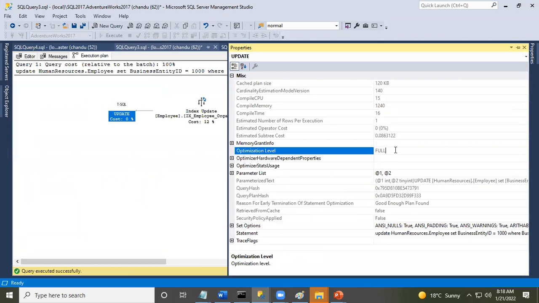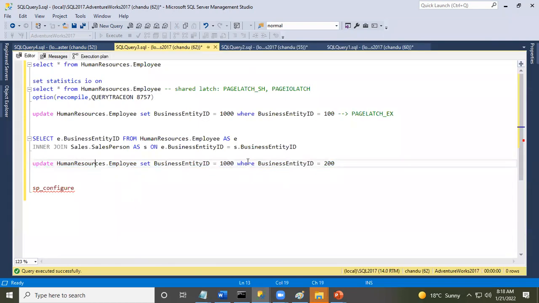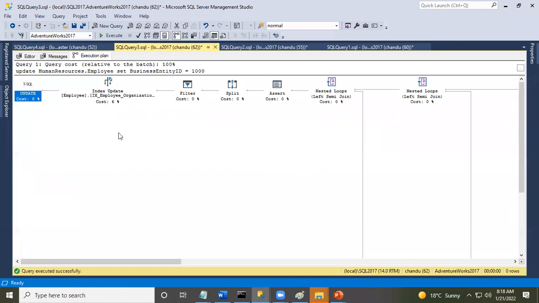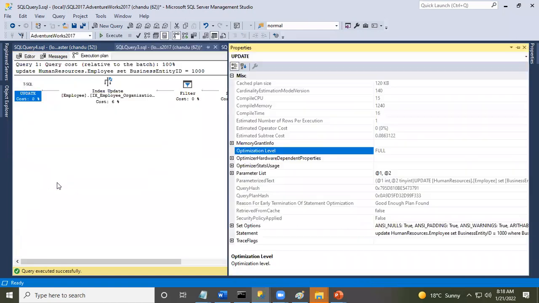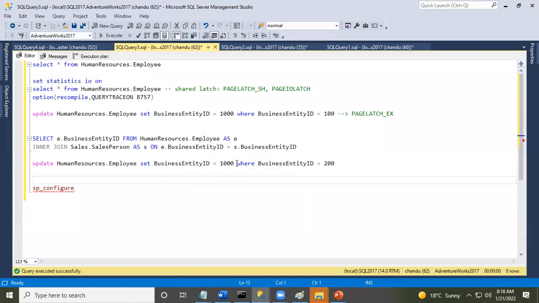See here, even though it is a small simple select query, it is going for update, right? If you use this, this is also going for full optimization. I never see that update query going for trivial plan. Mostly select query is going for trivial plan. Update query, mostly it is going for full optimization, because it has to do two things.